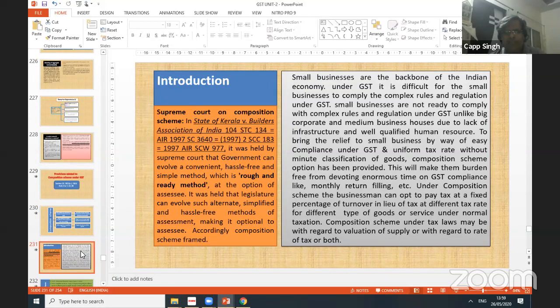Way back in 1997, the Honorable Supreme Court, in the case of State of Kerala versus Builders Association of India, held that there must be a rough and ready method for a small business, so that they can roughly calculate the amount of tax and pay the tax. Accordingly, in the VAT regime, service tax regime, and other regimes, they introduced the composition scheme. And in GST also there is a composition scheme, considering the spirit of the judgment of the Honorable Supreme Court in State of Kerala versus Builders Association.